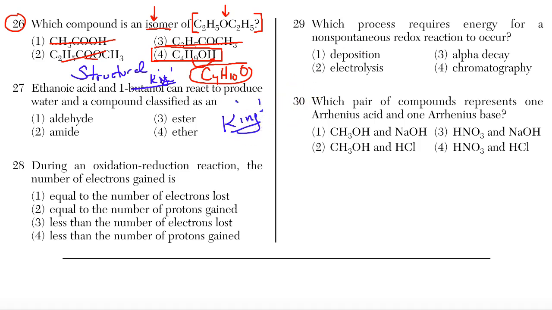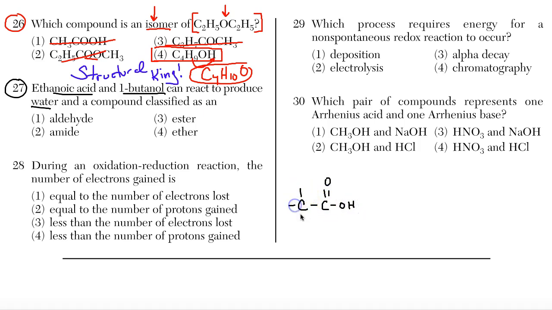Okay. All right. Number 27. Ethanoic acid and 1-butanol can react to produce water and a compound classified as what? All right, well, this is an example of esterification if you don't remember. Now, ethanoic acid, what is that? Well, that's 2 carbons, and it's the acid. If you go to Table R, you'll see that ethanoic acid is 2 carbons, and it's got the carboxylic acid ending. And all I'm using is Table R to help me with that.